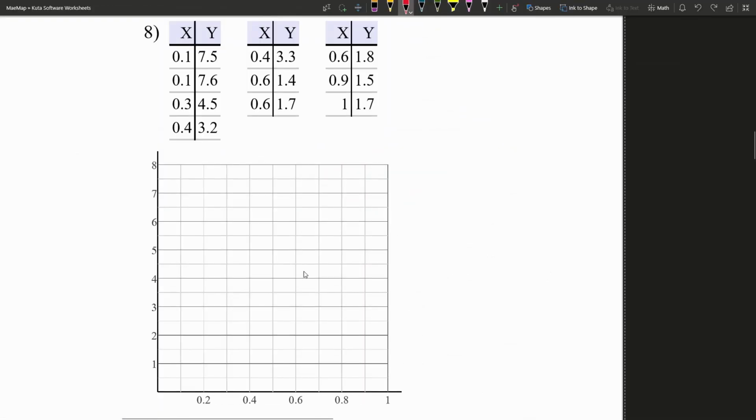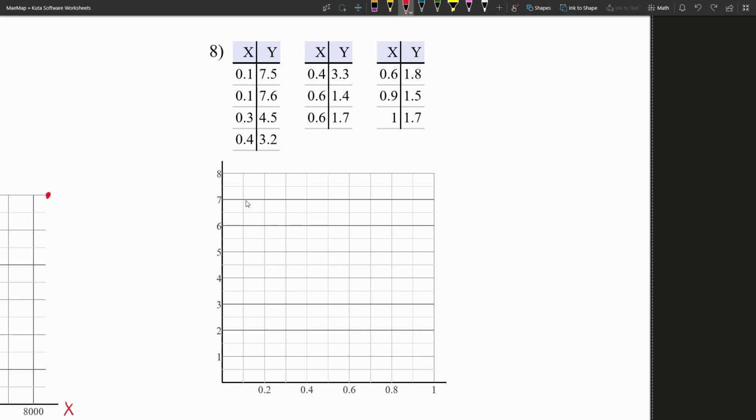In number 8, we're dealing with decimals, but the same concept applies. We're going to plot each of these data points on our plot below, where this is the x-axis and this is the y-axis. So starting with 0.1 and 7.5, our increments are by the tenths. So this line here represents 0.1, and we're going to go up to 7.5, which is approximately here, between the 7 and 8. Now we have 0.1 and 7.6.